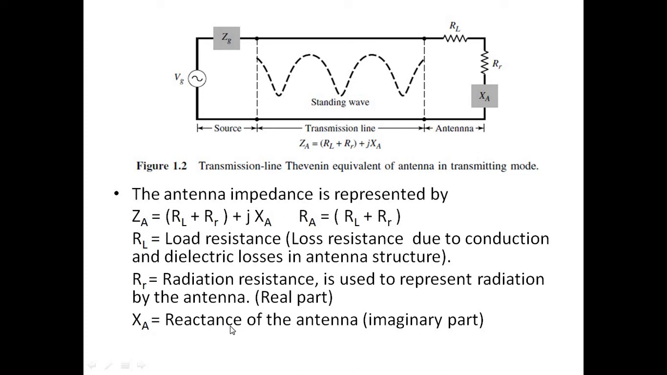Under ideal conditions, the energy generated by the source should be totally transferred to the radiation resistance RR, which is used to represent the radiation by the antenna. However, in a practical system, there are conduction and dielectric losses due to, first, the lossy nature of the transmission line and antenna, and second, reflection, that is mismatch losses at the interface between the transmission line and the antenna.